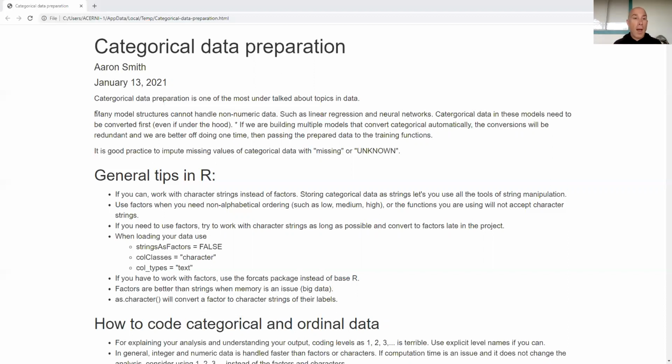So a lot of model structures can only handle numeric data. This includes neural networks. This includes linear regression. If I want to get good linear regression models, good generalized linear regression models, or any type of linear regression-ish models, or a neural network model, I have to think about data prep in terms of linear regression and making everything numeric.